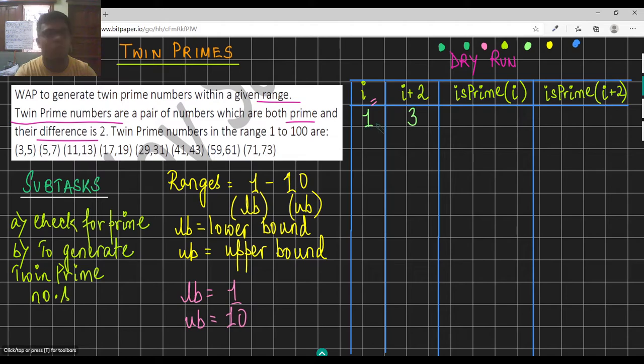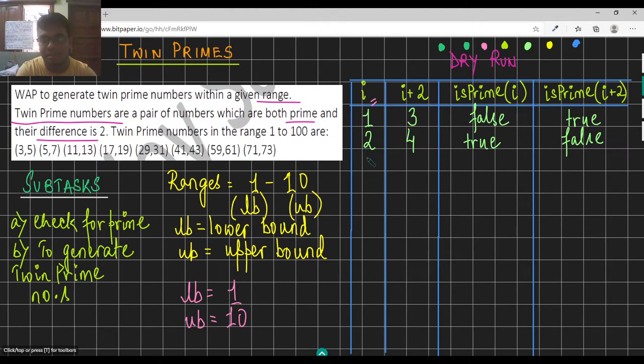Now, is 1 prime? No, right? So I'm going to write false under this column. Is 3 prime? Yes, it is a prime number. But as both of them are not prime, they are not twin prime numbers. This pair does not constitute a twin prime pair. So we move on to the next number in sequence, that's 2. Now, 2 plus 2 is 4. Now, 2 is a prime number, but is 4 a prime number? No, right? Therefore, 2 and 4 do not form a twin prime pair.